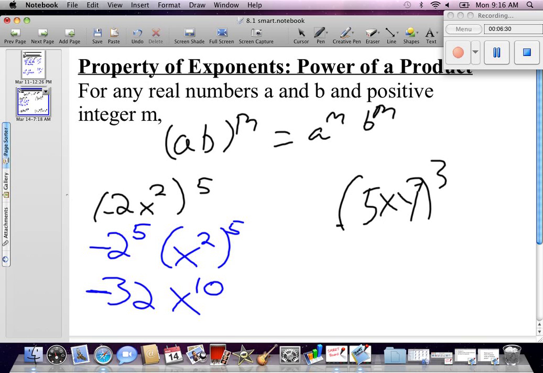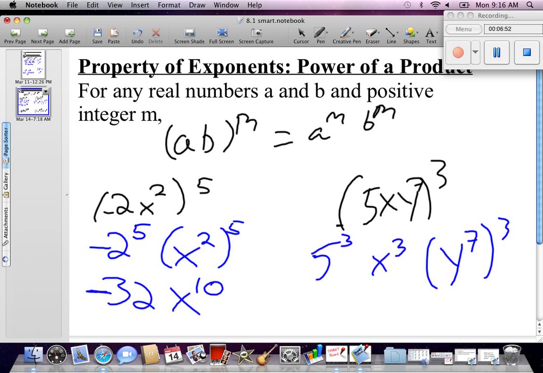Okay, let's try another one. We've got 5 times x times y to the 7th, all raised to the third power. So I'm going to break this up. I'm going to have three different things. I'm going to have 5 to the third power, x to the third power, y to the 7th to the third power.